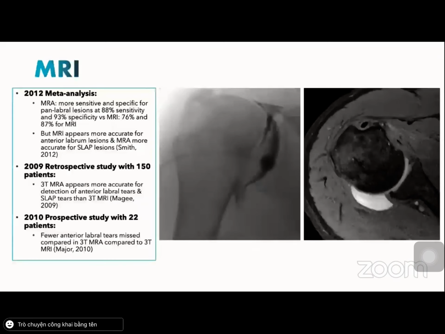On the other hand, to assess for any labral ligamentous injuries, we definitely need to do an MRI shoulder given the vastly superior soft tissue contrast.